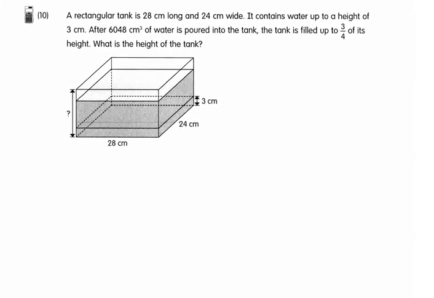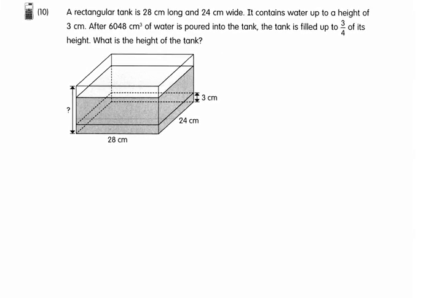A rectangular tank is 28 cm long, 24 cm wide. It contains water up to a height of 3 cm. Okay, you can see from here it's up to 3 cm. Here is 3 cm. After 6,048 cm3 of water is poured into the tank, it is filled up to 3/4 of its height. So now it's 3/4, okay? Can? But it's still not completely filled yet. This is only 3/4 full.